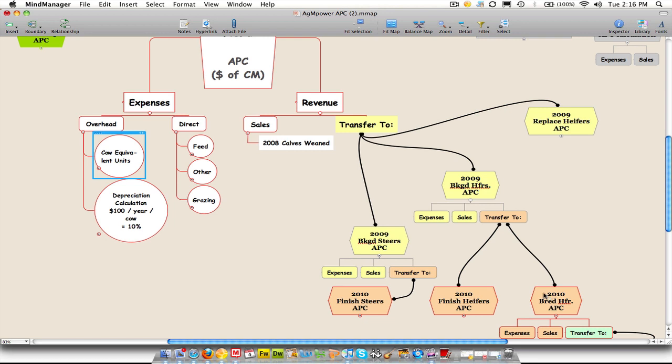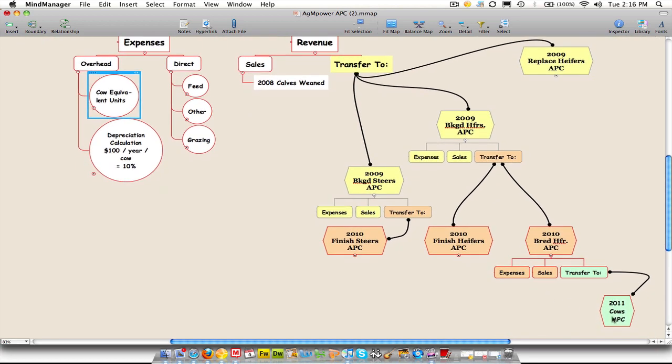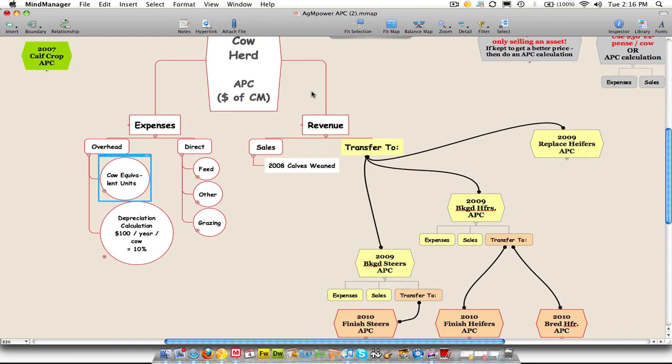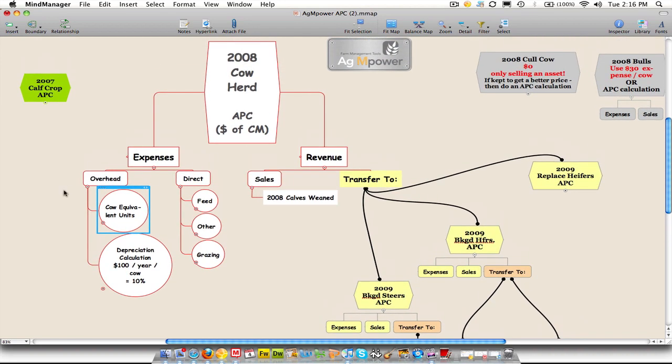Deciding to keep your heifers and breeding them and moving them into your 2011 cows animal profit center is a choice that you can make, but one that should be made once you understand the full costs associated with keeping that heifer all the way through to a bred cow. One more thing about animal profit centers within the livestock. The livestock enterprise only has one overhead. So when we talk about overhead, we're going to refer to cow equivalent units.